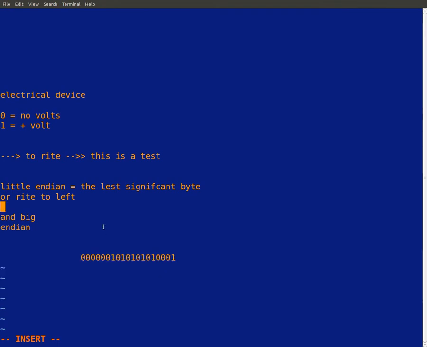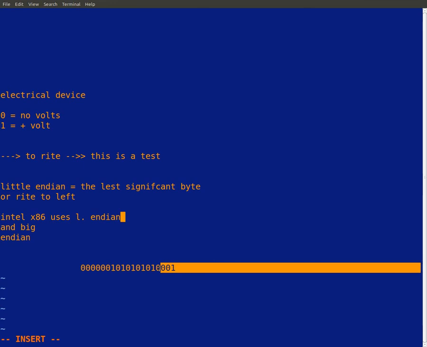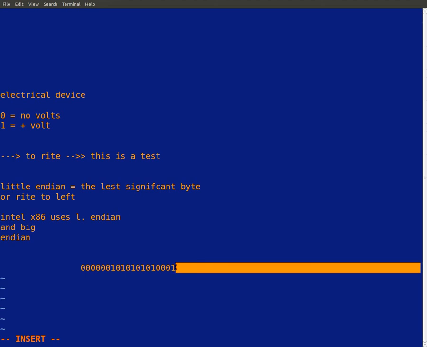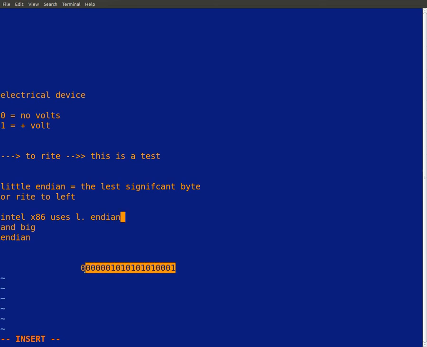Okay? Now, Intel, my processor, actually it's an AMD, but it's compatible with Intel. The x86 uses little endian. Okay? Which means that in binary form, when I represent binary form, I'm going to read from right to left. Little endian means that you read from the least significant bit first. Okay? It's backwards. That's how you interpret binary, depending on your architecture.